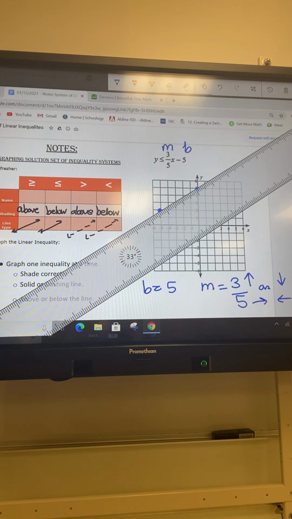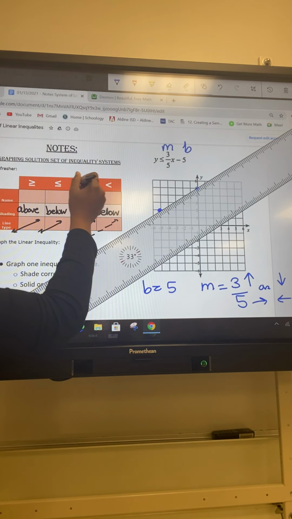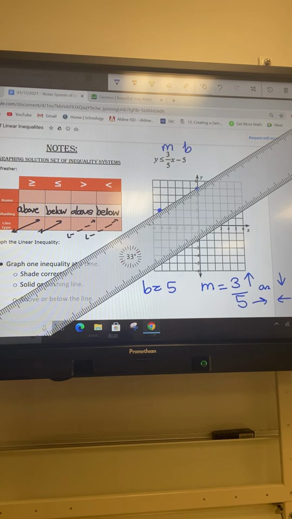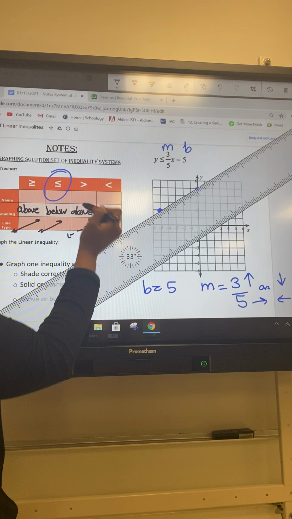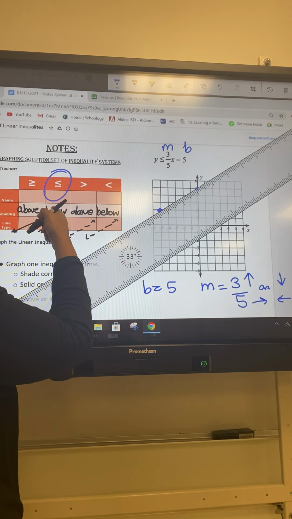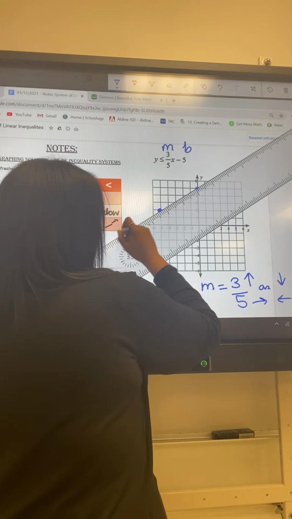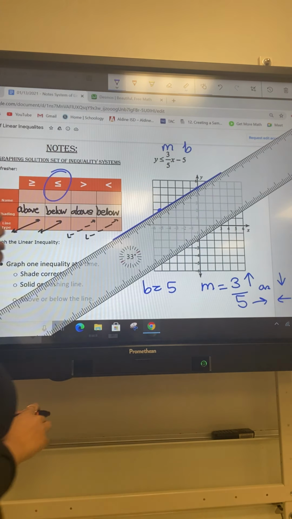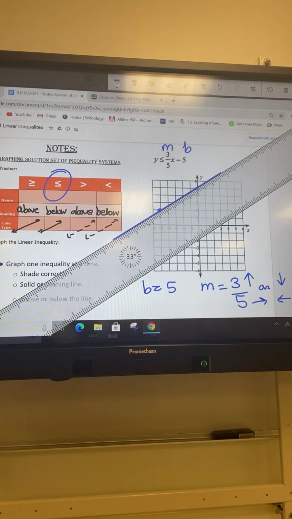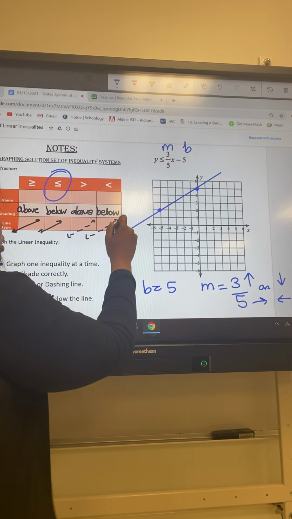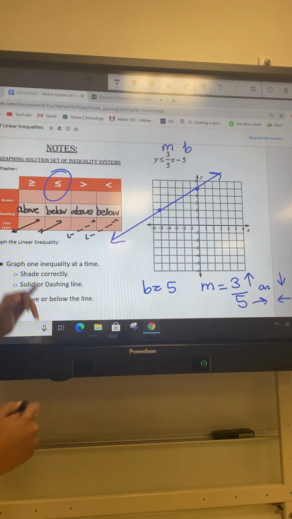And then we need to look at the symbol. And the symbol is going to tell me what type of line I have and then how to shade. So if we look here, it looks like for this one, we have the symbol for less than or equal to. And this is going to be a solid line, and we're going to shade below. So I'm going to graph this with a solid line. And then we need to make sure always that we put arrows. And then we need to shade below, right?